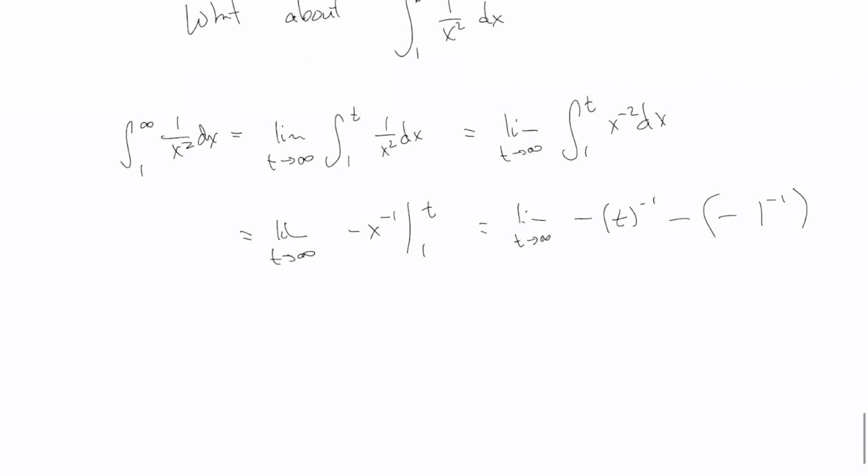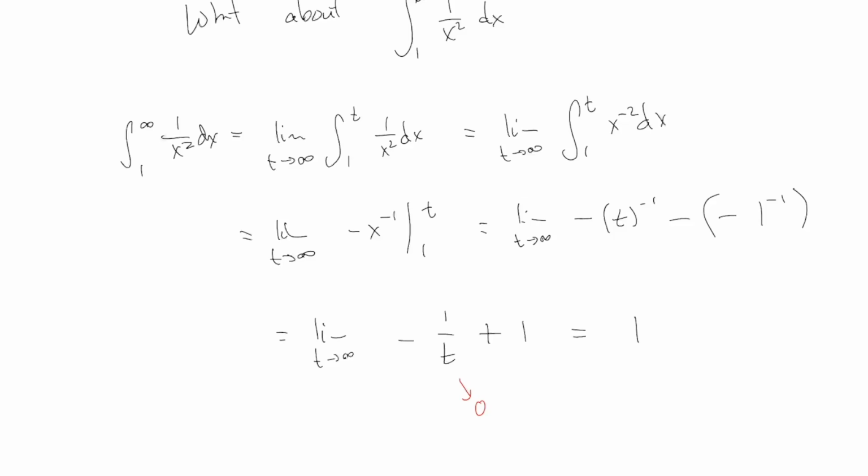Now these negative 1 powers, I prefer to write them as fractions. This says minus 1 over t, and then plus 1 over 1, which is 1. And then what happens when t goes to infinity here? This is a fraction having infinity as its denominator, and so that fraction part becomes 0, and all that remains is just the 1. So this is just 1, because this part becomes 0. When you take the limit, the denominator there is going to infinity. So the area under the curve is 1.